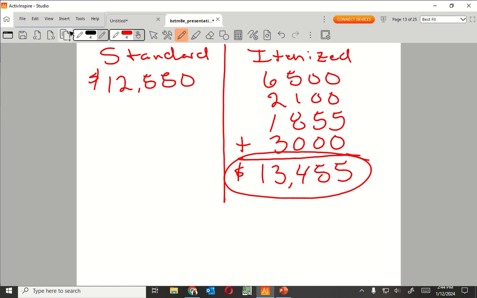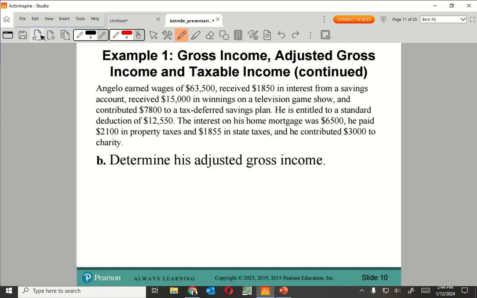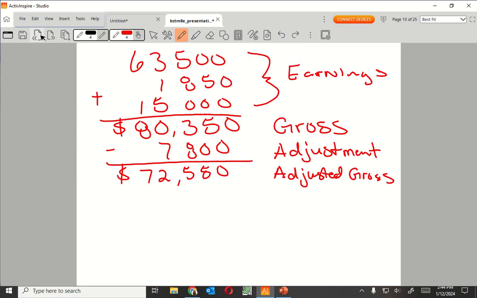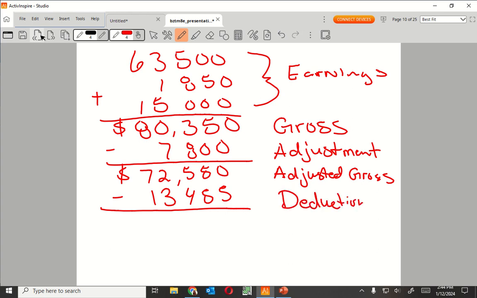13,455. Let's go back to that list of stuff we were doing. And those right there, I'm going to take those away. So 13,455. These are my deductions. There's my deductions.